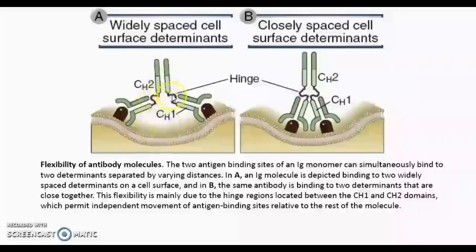Here is the hinge region, located between CH1 and CH2 in certain isotypes. The hinge region varies in length from 10 to more than 60 amino acid residues in different isotypes, permitting molecular motion between the CH1 and CH2 domains.